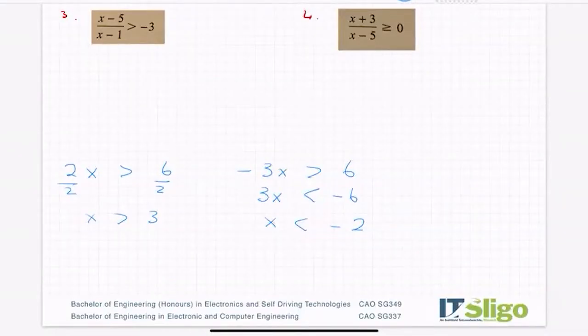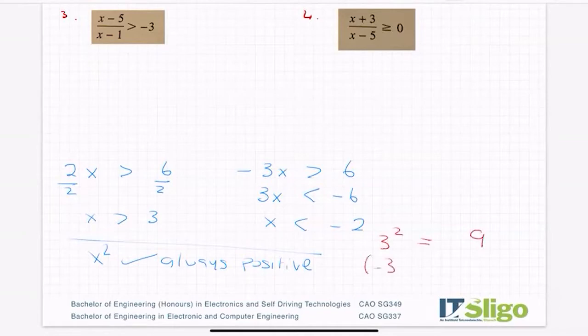The workaround we have is that when you square a number, it's always positive. Think of the number 3 squared, that's 9. Think of the number minus 3 squared, that is also 9. So it doesn't matter if the original number was positive or negative. When you square it, it becomes positive, because minus by minus is a plus and plus by plus is a plus. So squaring something always makes it positive. And when it's positive, I don't touch the inequality sign.